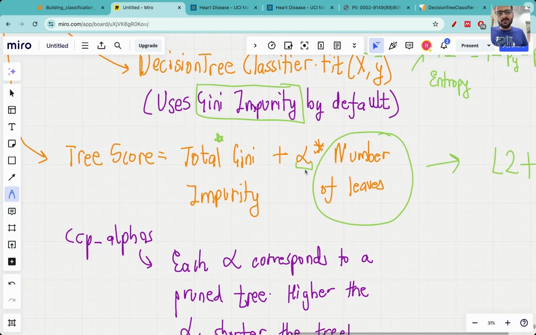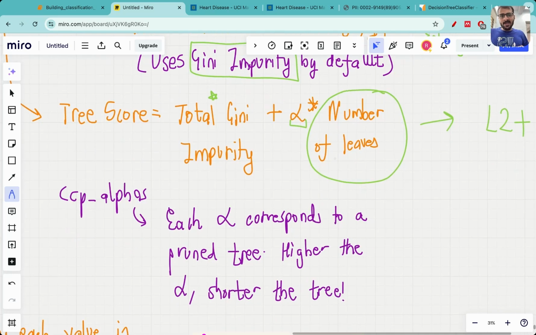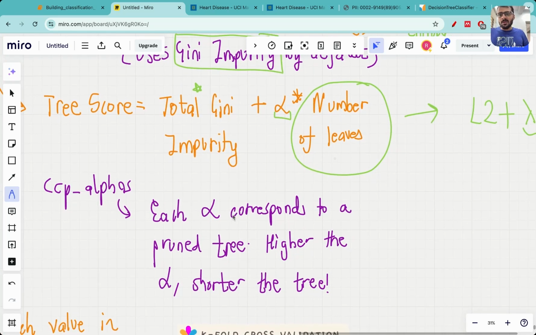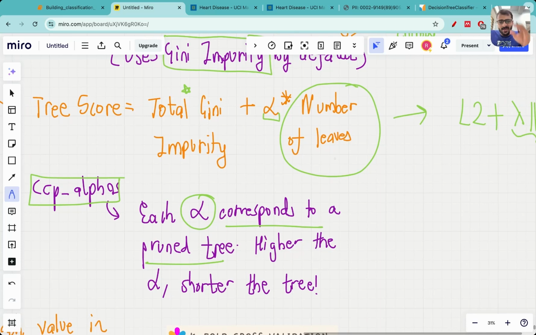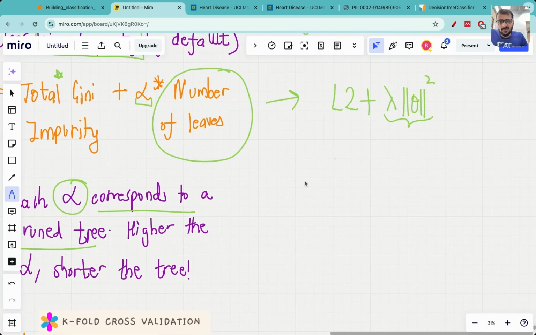Similarly, the whole purpose of this alpha parameter and the number of leaves is to bring down the number of leaves and to make sure that the tree is not gigantic, not very, very large. Usually, the way this is done is that each alpha corresponds to a pruned tree. So there is this thing called CCP alphas. When we run the pruning algorithm, there are some alphas which I'll call transition alphas.